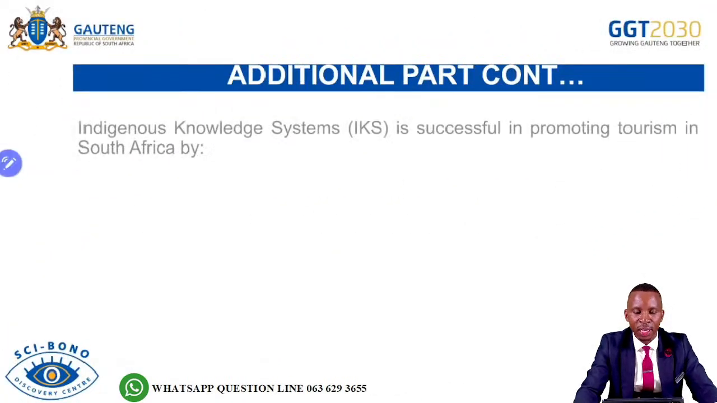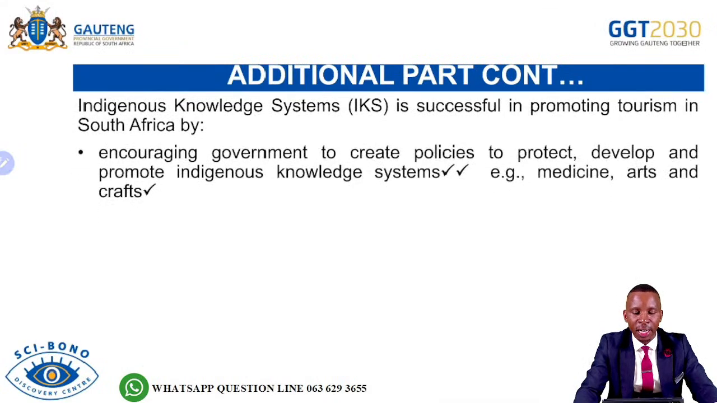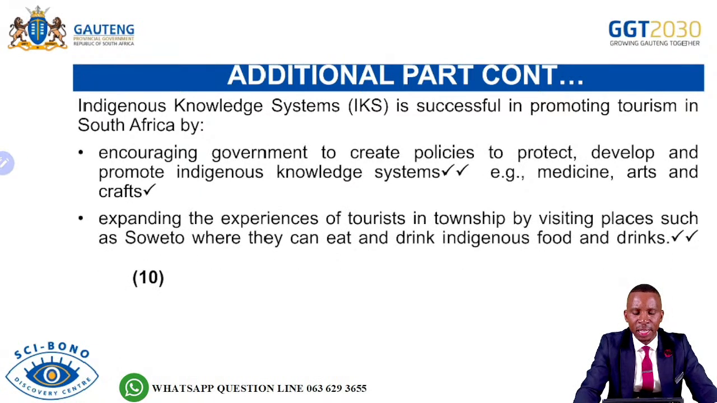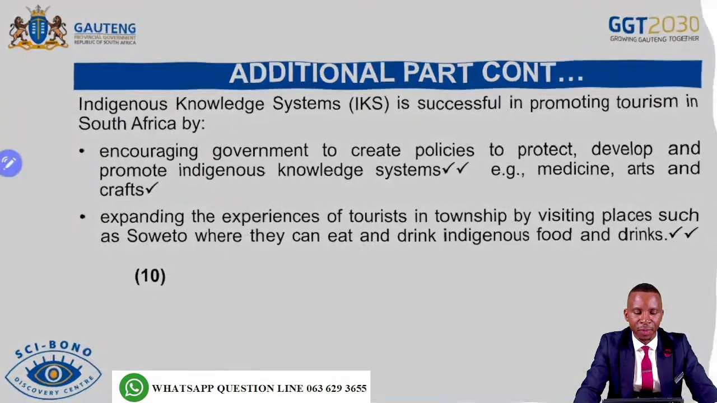And then we continue in the additional part. It encourages government to create policies to protect, develop, and promote the indigenous knowledge system, e.g., medicine, art, and craft. It expands the experiences of tourists in townships by visiting places such as Soweto, where they can eat and drink indigenous food and drinks. That was for 10 marks.